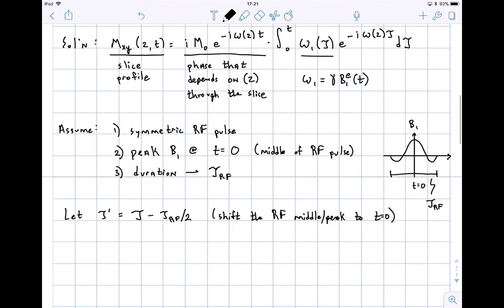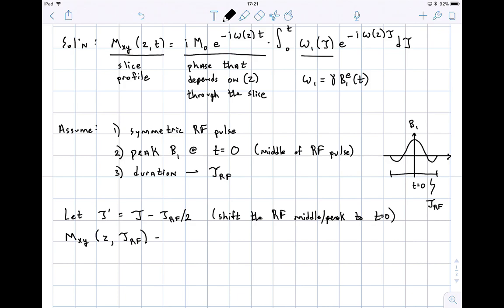Okay, so all we're trying to do now is apply this substitution for tau prime, and we get a new expression for our Mxy. So this is the slice profile. It depends on position within the slice, z, and we're going to care about what the slice profile is at the end of the RF pulse. So not just any point in time, but specifically when we're done applying the RF pulse.